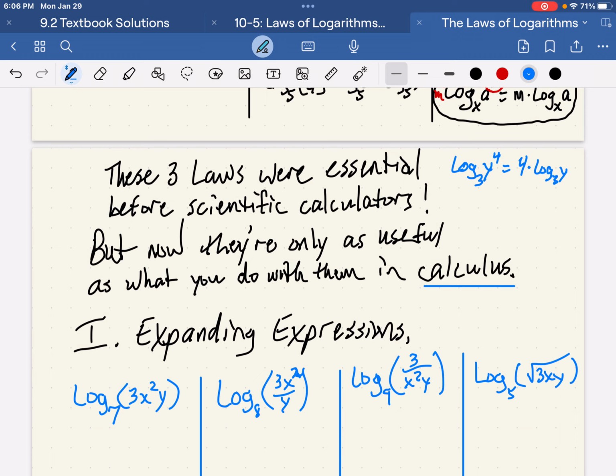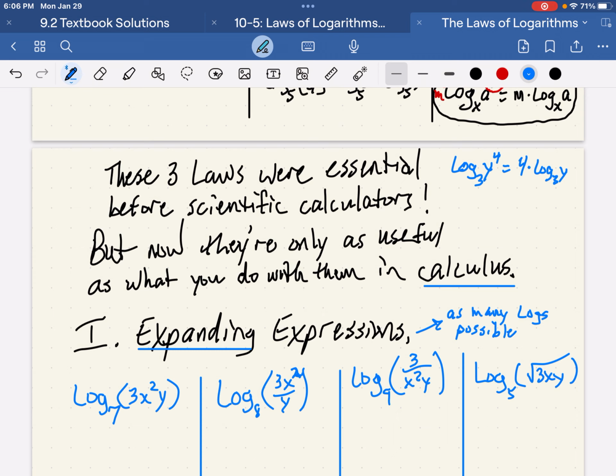The chapters where you're learning how to do calculus with logarithms and exponential functions. One of the things that your calculus teacher or professor will want from you is to be able to use the three laws to expand logarithmic expressions. And basically what that means is rewrite the expression with as many logarithms as you possibly can.